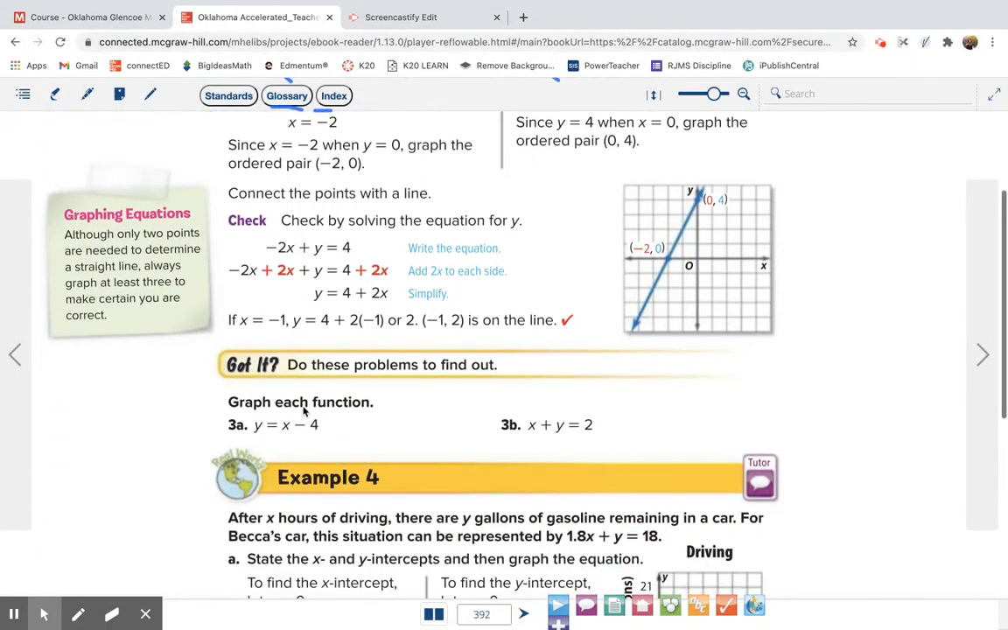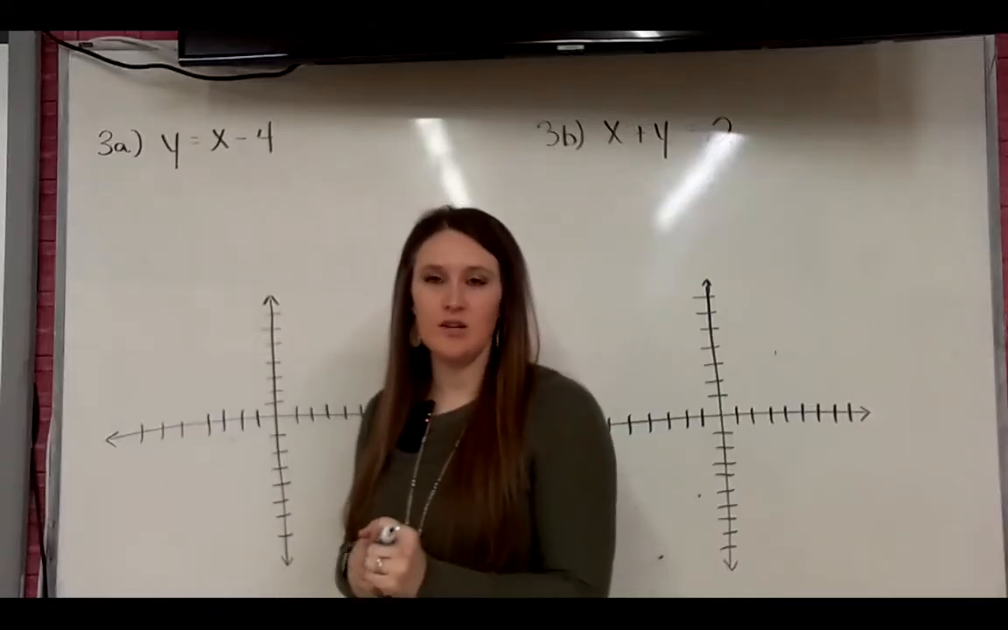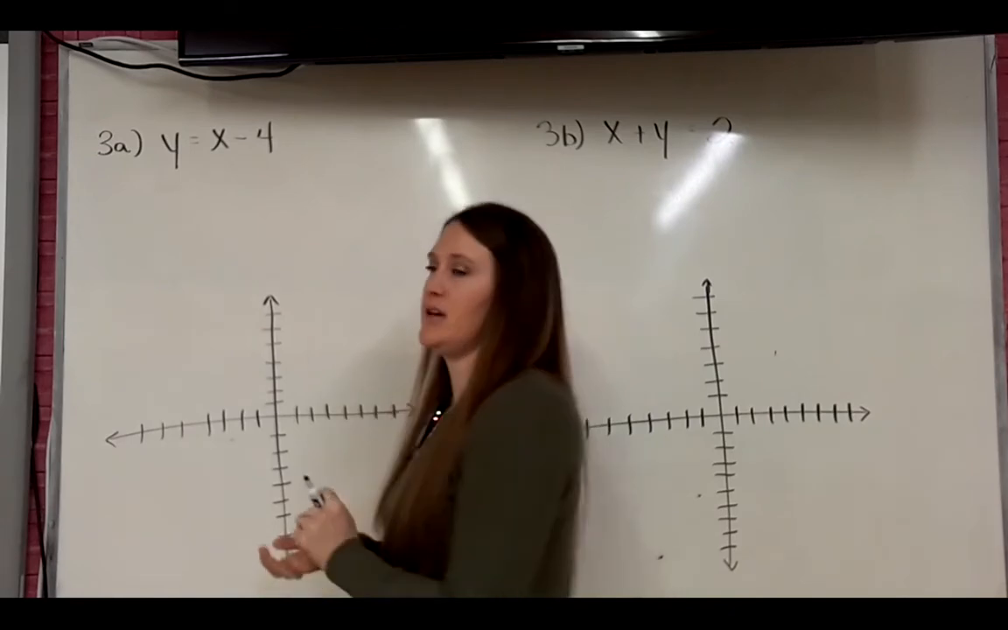So I want you to go ahead and do 3A and 3B. I know you won't be able to enter your graph as an answer, but I still want you to do it in your composition book to see if you've done it correctly. Find your x and y intercept so that you can graph those. On 3A and 3B, we are graphing using our x and y intercepts.